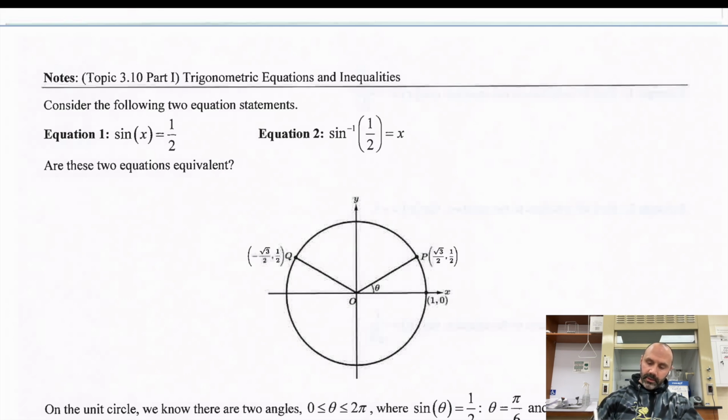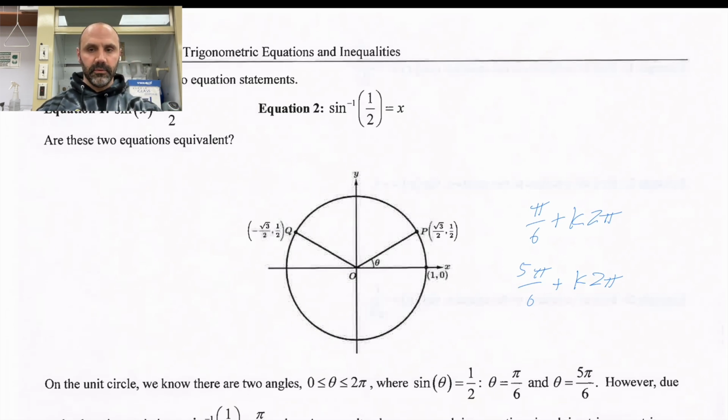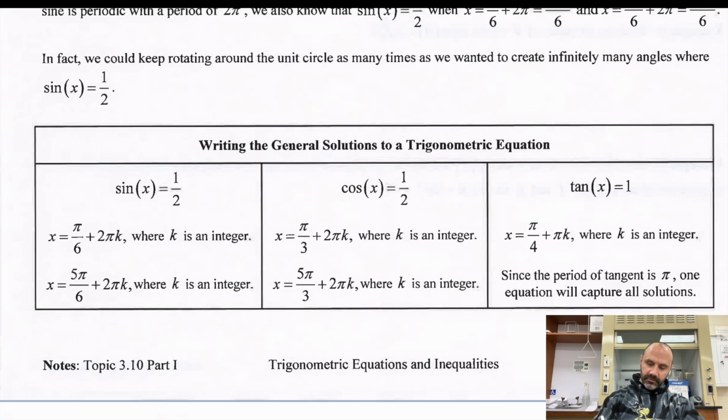So the solutions here would be pi over 6 plus any multiple of 2 pi, because 2 pi goes around one more time. Also 5 pi over 6 plus k times 2 pi, where k is some integer, or some constant. It's important for us to keep that in mind. That applies for sine and for cosine, 2 pi. But for tangent, the period is just pi. So here are some general guidelines for that.